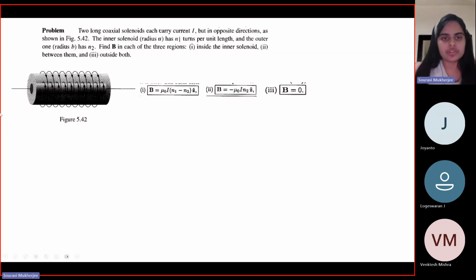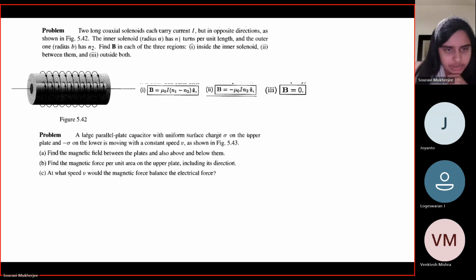Okay, so somewhere inside, for one wire it will be mu naught N1 I, for the second wire it will be mu naught N2 I. But because they are differently directed, you will have this minus sign. Similarly, for the second portion between these two, you will not have the contribution of the first one because it's outside. So you'll only have the contribution of the bigger coil, given as minus mu naught I N2. And anywhere outside, your net field will go to 0 because it's outside both the solenoids.